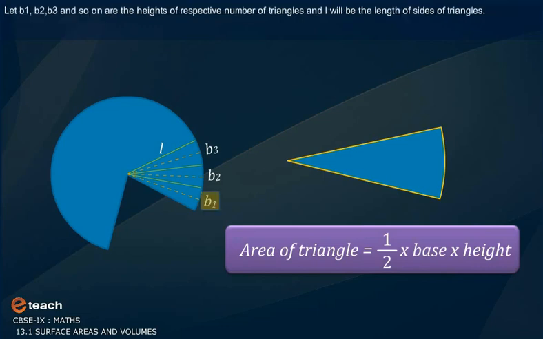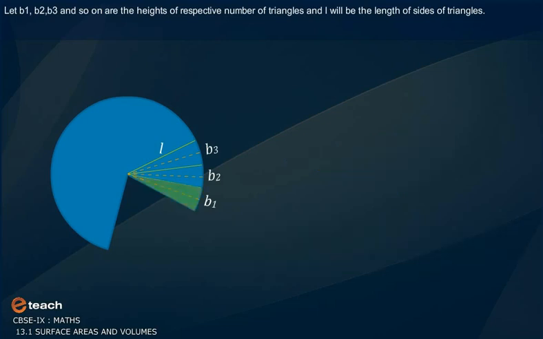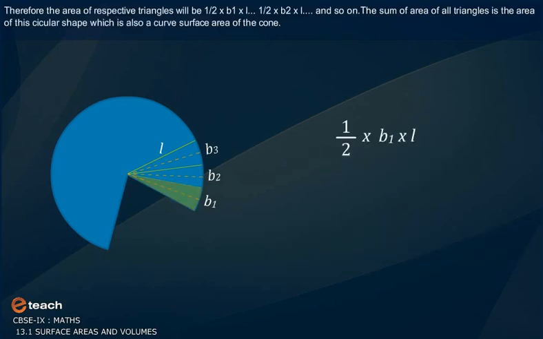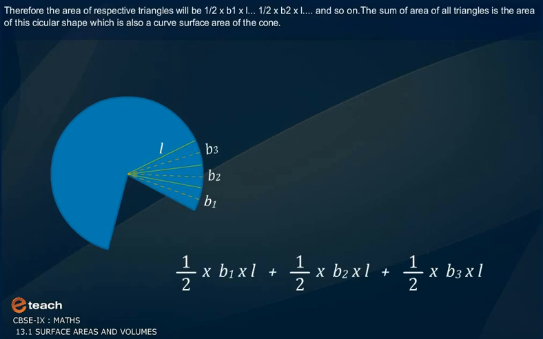Let B1, B2, B3 and so on be the heights of the respective triangles, and L will be the length of the sides of the triangles. Therefore, the area of the respective triangles will be 1/2 into B1 into L, 1/2 into B2 into L, and so on. The sum of the areas of all triangles is the area of this circular shape, which is also the curved surface area of the cone.